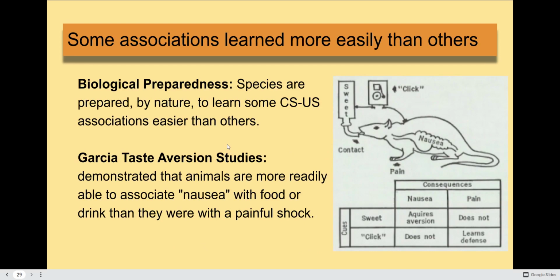I also want to note that some associations are learned more easily than others. I'm going to save this for when I get back. We're going to go over biological preparedness and Garcia's taste aversion studies on Tuesday when I get back.